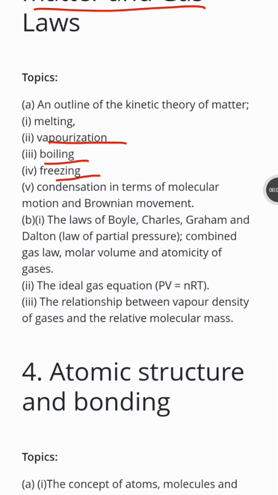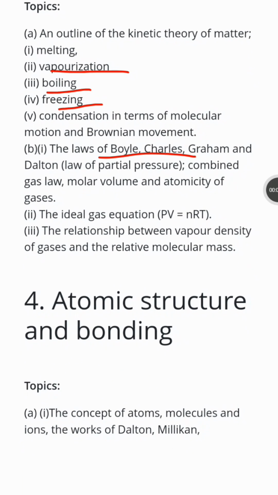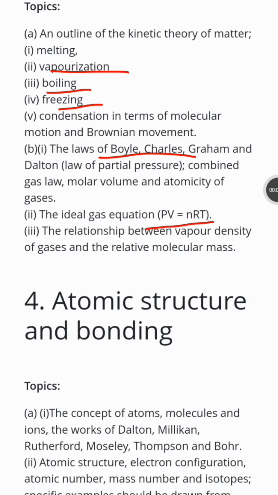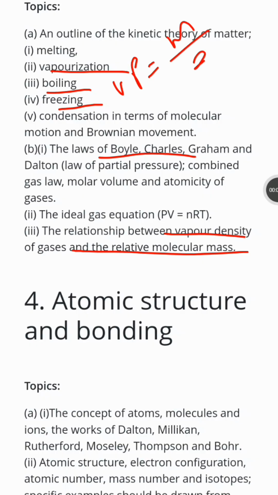The next one, you want to know about the laws of Boyle, Charles, Graham's law, Dalton's law of partial pressure. Then this is the ideal gas equation, which is PV equals nRT. Okay, you need to know why real gases deviate from the ideal standard. You also need to know about that. They can ask questions on that. Then the relationship between vapor density and relative molecular mass. You need to know about that too, because vapor density is molecular mass divided by 2. You need to know about that.